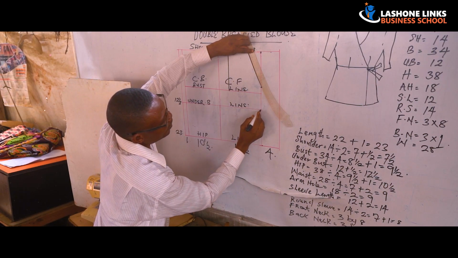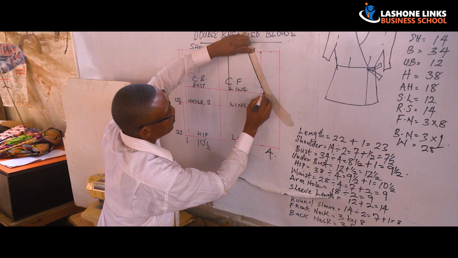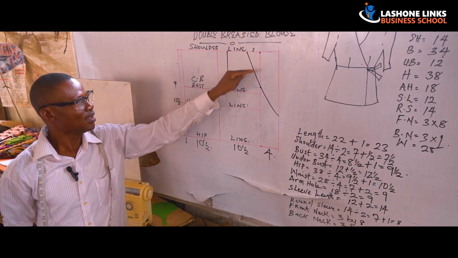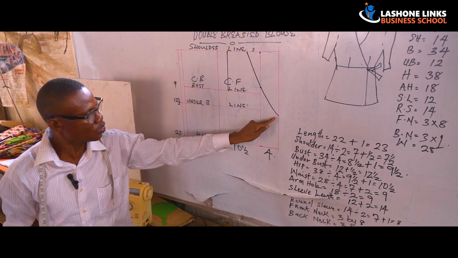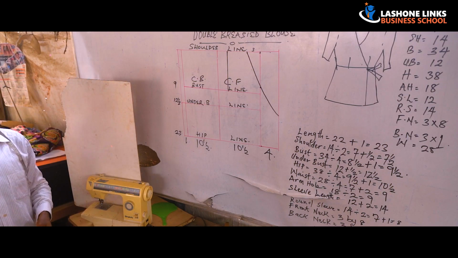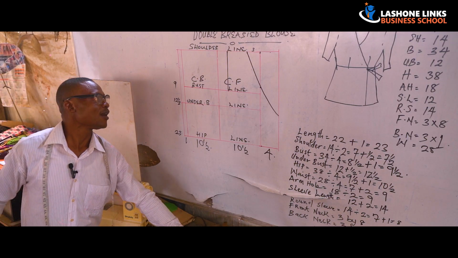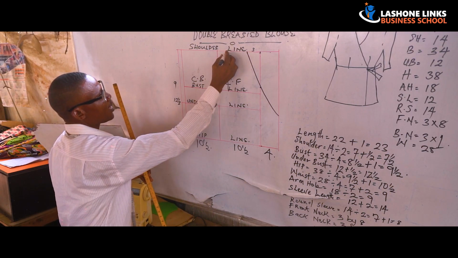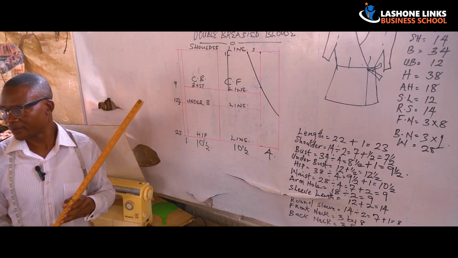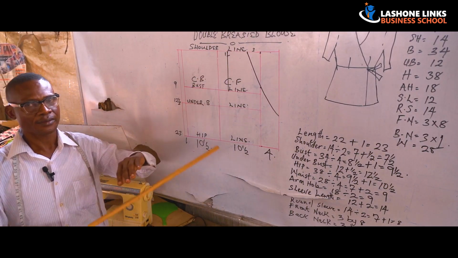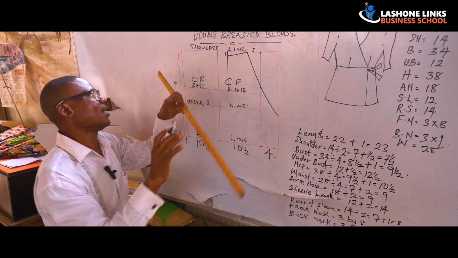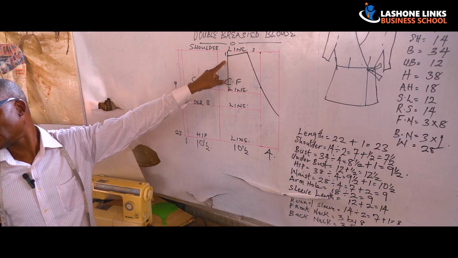Then you bring it down to this under bust line. Can you see? This is 3, this is 8. You join it together to this under bust line. So that is where it's going to open. Then after that, you come down by 1 from the shoulder line. When you come down by 1, you join the neck and the armhole together.